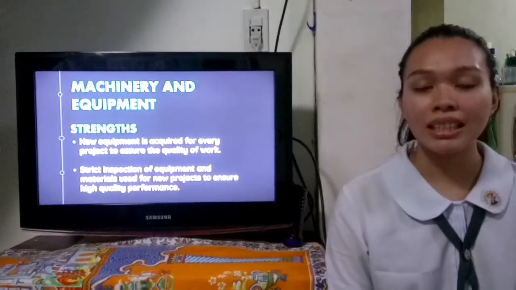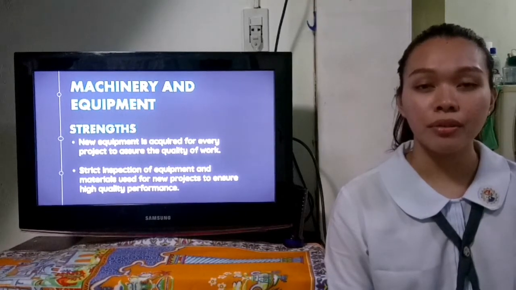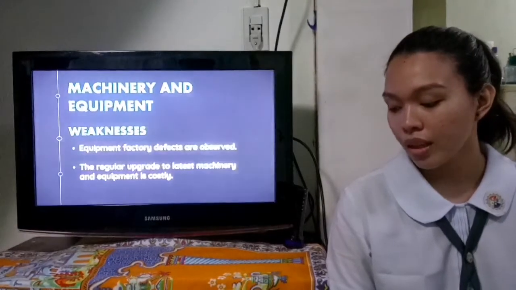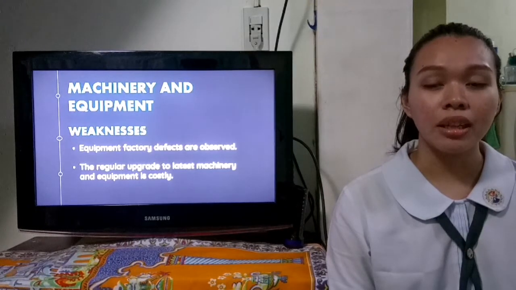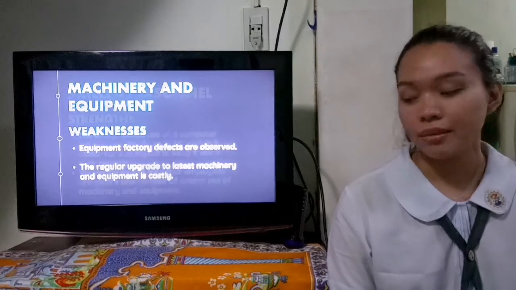First is on the machinery and equipment. Strengths in this category can be of new equipments, the strict inspection of assets, and also the maintenance of such. Weaknesses on this are the defects on factory equipment and also the costly regular upgrades.